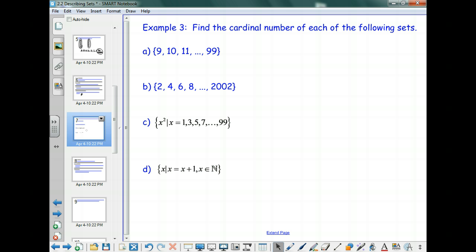All right, we'll do one more slide, then we'll stop. This one right here, example 3, says, find the cardinal number of each of the following sets. What did cardinal number mean again? The number of things in the set, okay? So we're looking at this first one. We've got the numbers from 9 to 99.